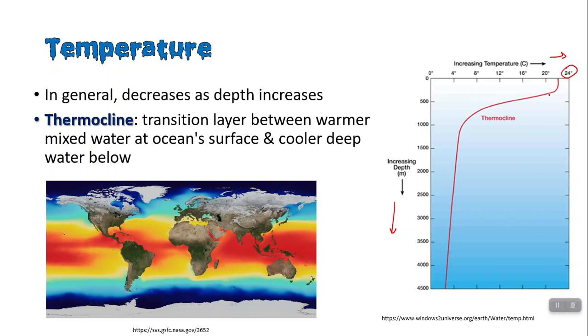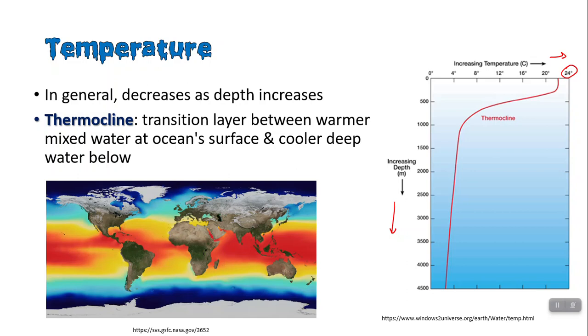Then there's an area where you have a very sharp decrease in temperature. That's called a thermocline. And then after that, you just have a steady decrease in temperature. At a certain point, it kind of stays the same. Usually it doesn't quite approach freezing in most bodies of water.